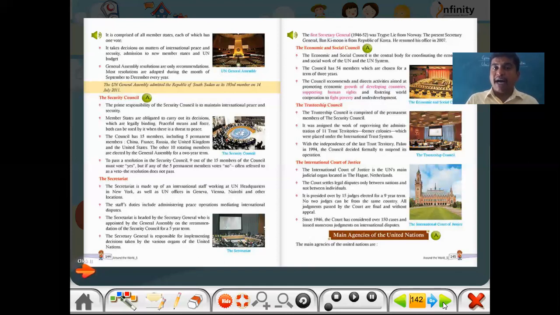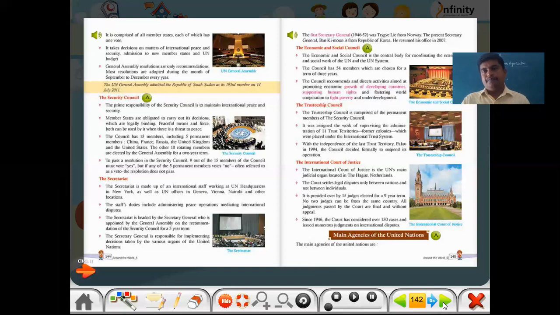These 5 permanent members of the Security Council have a special power. Which is that special power? The special power is called veto. Veto power. What is meant by veto? It is applied by all the 5 permanent members of the UNO. Veto is nothing but a single negative vote.